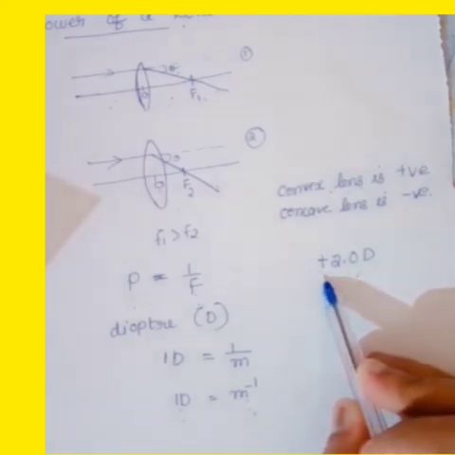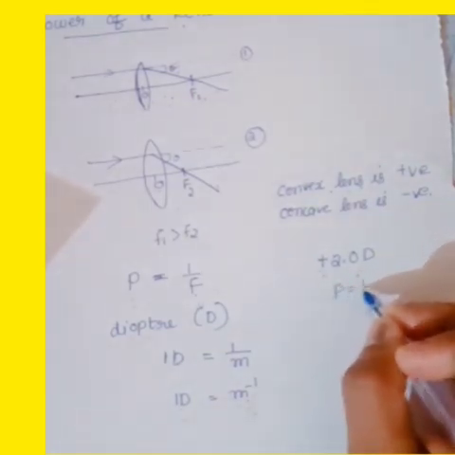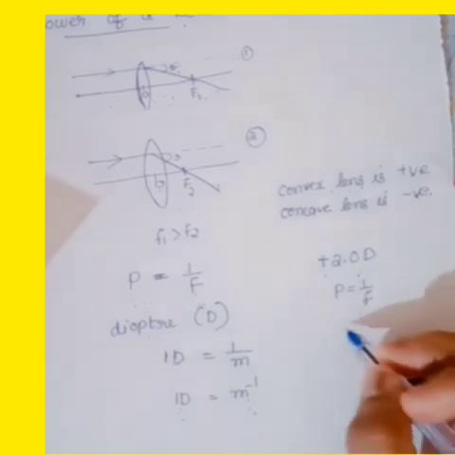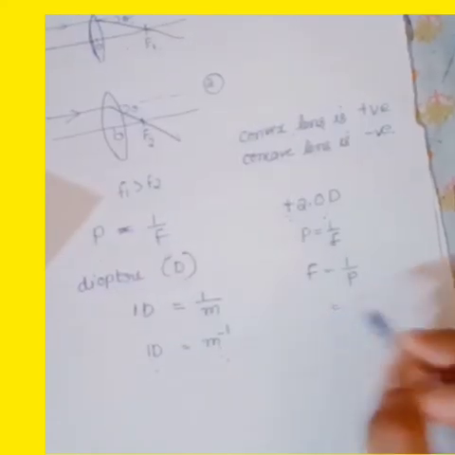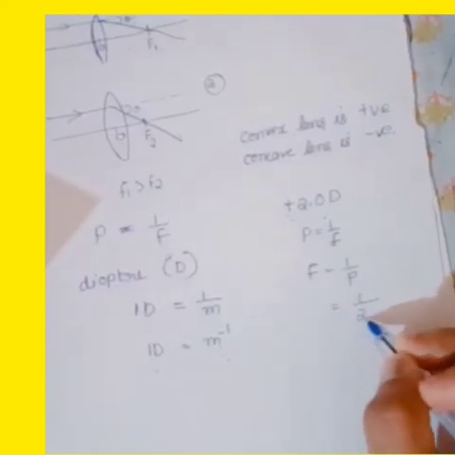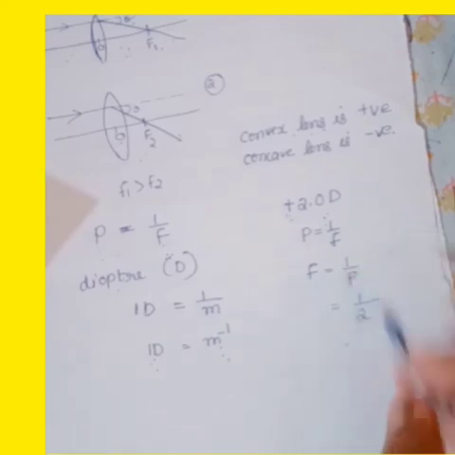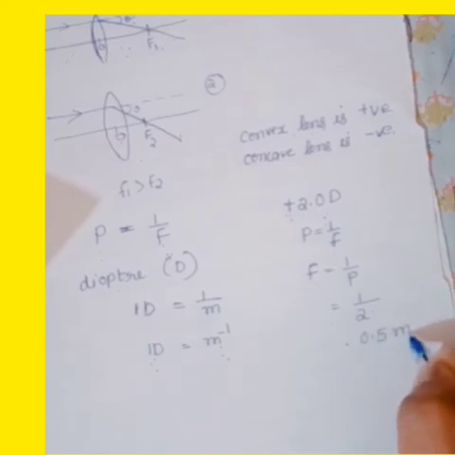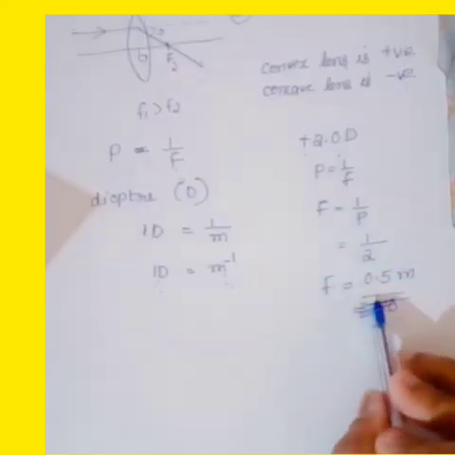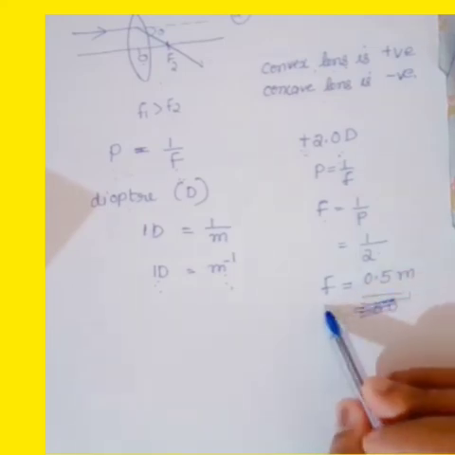Okay. Then the focal length of the lens. How can we calculate the focal length of the lens? You know that P is equal to 1 by F. Okay. So, F is equal to 1 by P, which is equal to 1 divided by 2 diopter. So, here the focal length is expressed in meters. Okay. So, 1 by 2 is 0.5 meter. So, the focal length is 0.5 meter.